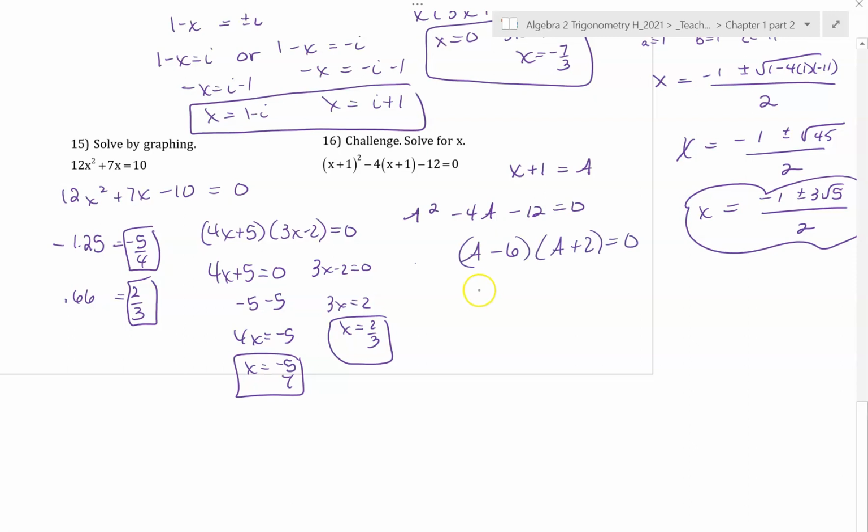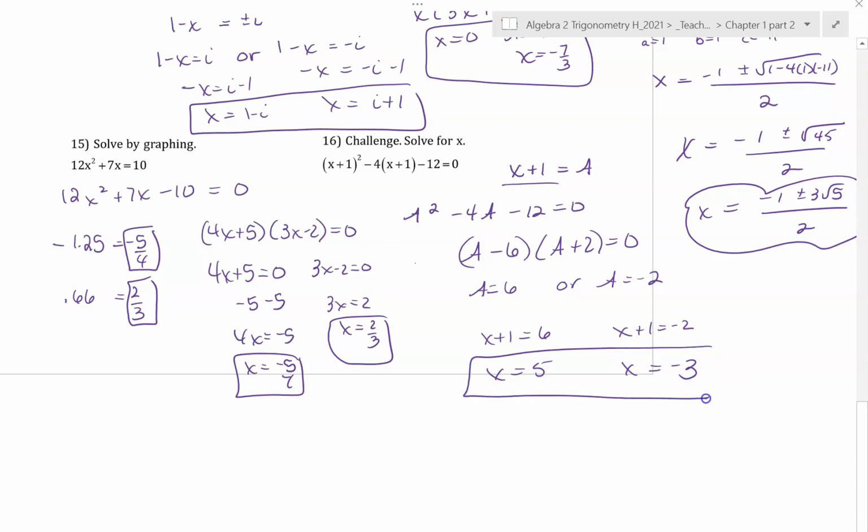So now we know by the zero product property that a is 6 or negative 2. But what was a? A was x plus 1. So now we know that x equals 5 or x equals negative 3. Okay, so that was just a different way to do that one where, again, we substituted everywhere we saw an x plus 1, we replaced it with a. Nice job, everybody.